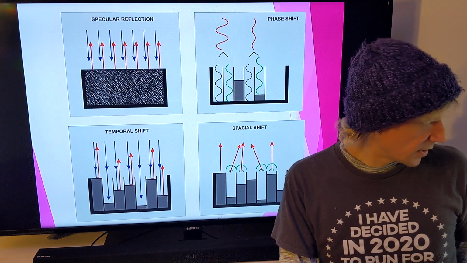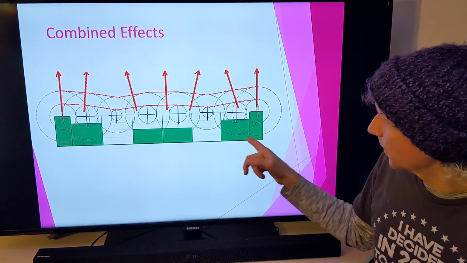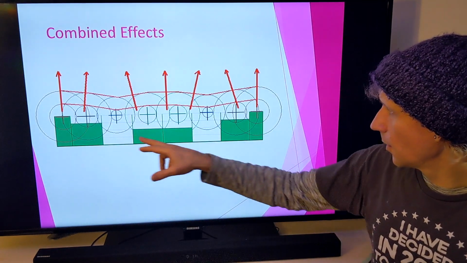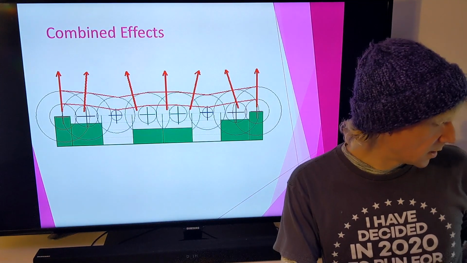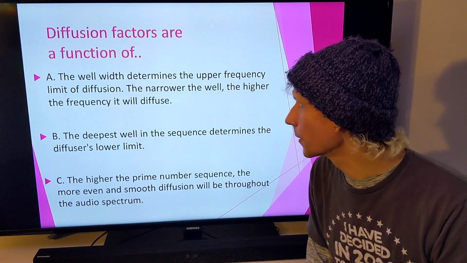And we put all of those three things together. It looks maybe something like this. Here's, again, our QRD based on a prime number system sequence of 5. And so how does all of this work?